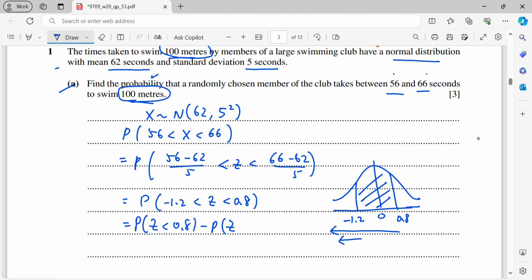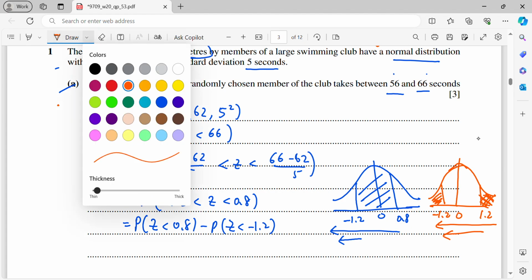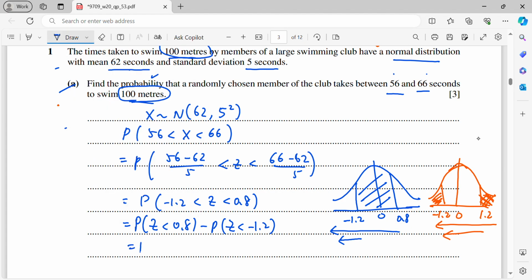But then to get P(Z less than negative 1.2), I need to sketch another graph. So negative 1.2, I can just flip to the positive side. When I flip, it will be greater than 1.2. So then this will be 1 minus P(Z less than 1.2). So this is P(Z less than 0.8) minus, 1 minus P(Z less than 1.2).